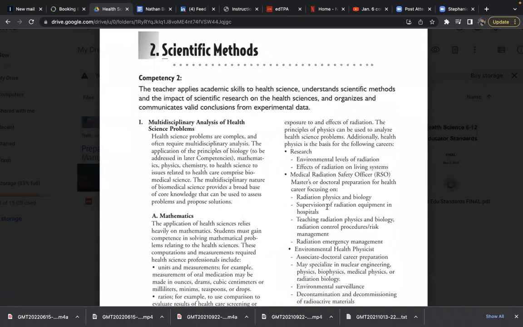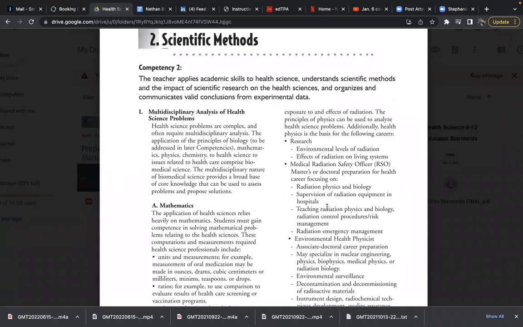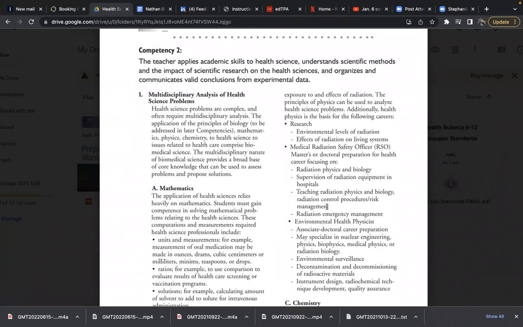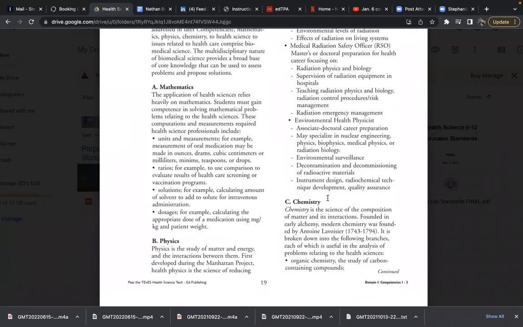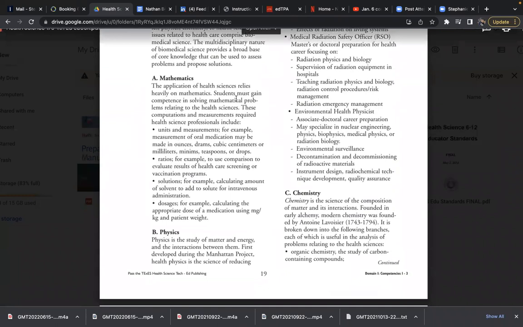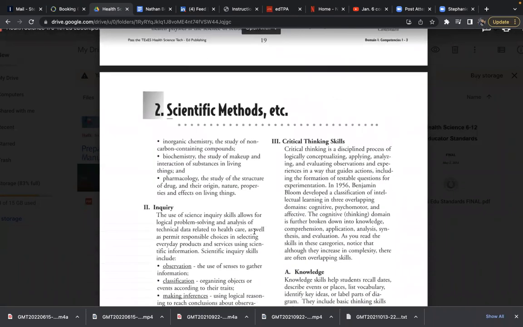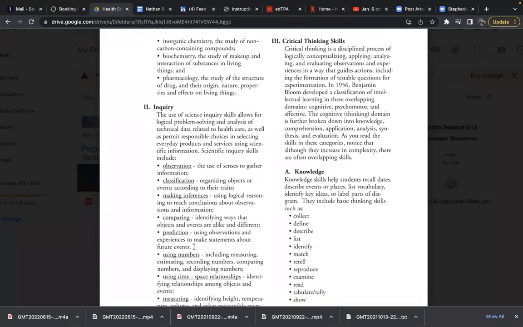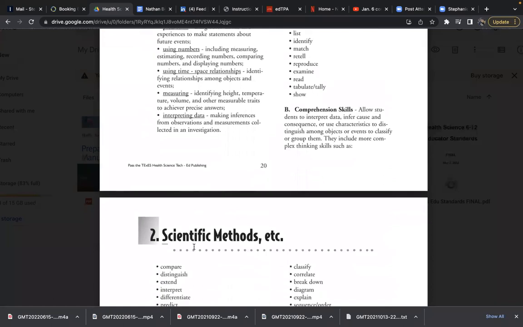You understanding the scientific method, which we discussed, the impact of science research on health, and experimental data. We looked at that, and it'll go into different explanations with the different areas. How you use critical thinking skills, the different ways that we use inquiry. You can inquire by observing, we can classify, make inferences, compare, predict, all sorts of stuff.